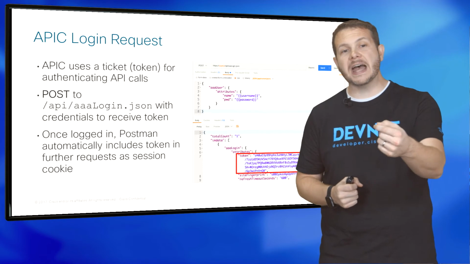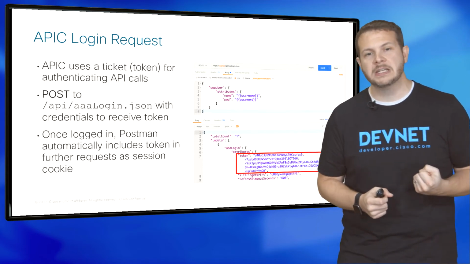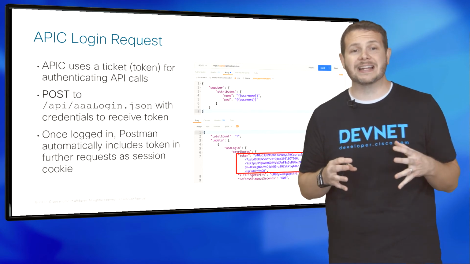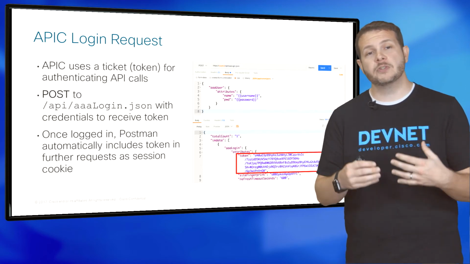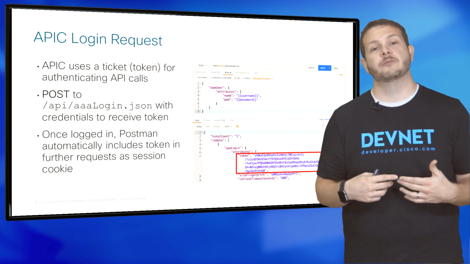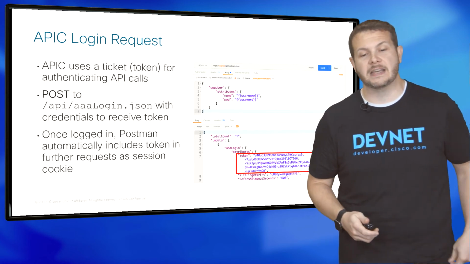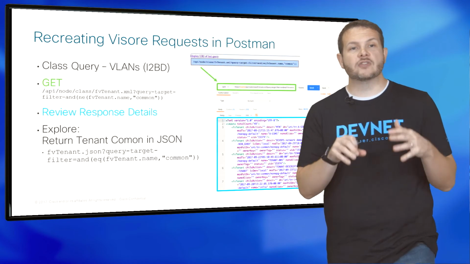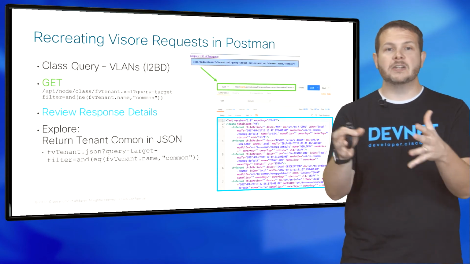We post off to that, and that will give us back our token in the response body. Now that token is included inside of a session cookie that Postman, as well as all other web clients, will automatically transport back and forth between your client and the ACI controller. Once we've logged in, now we can take and translate our request from Visore into Postman.